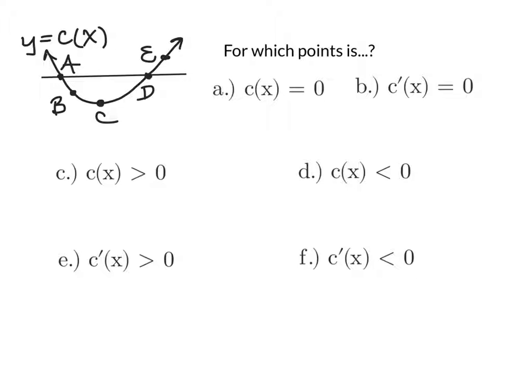In part A, it asks at which of these 5 points is c of x equal to 0. Now, since c of x is talking about the functional value, that is just a position function on whether or not the point is above the x-axis, below the x-axis, or on the x-axis. And since I want to know when is c of x equal to 0, that would be the points that are exactly on top of the x-axis. So the only 2 points that do that are points A and D.